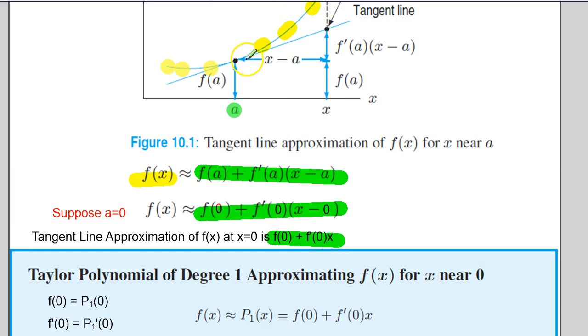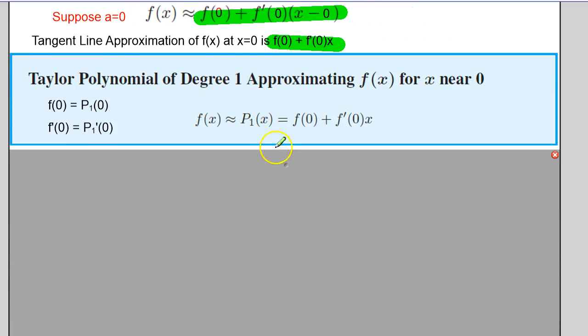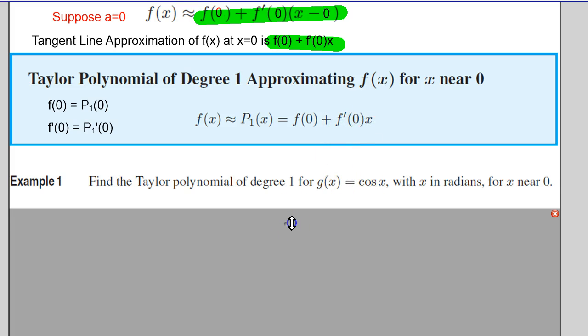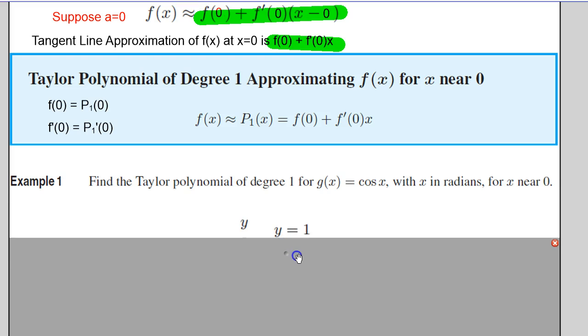And this example shows you how those conditions hold. So let's look at an example and see how we would do that. They say now find the Taylor polynomial degree 1 for g of x is equal to cosine x, with x being near 0. So again, we have the same situation here. The only difference is instead of f, we have g. In order to come up with the Taylor polynomial of degree 1, we need to know what g evaluated at 0 is, and we need to know what the first derivative of g at 0 is, and then we'll be finished, and we'll be able to come up with our Taylor polynomial.